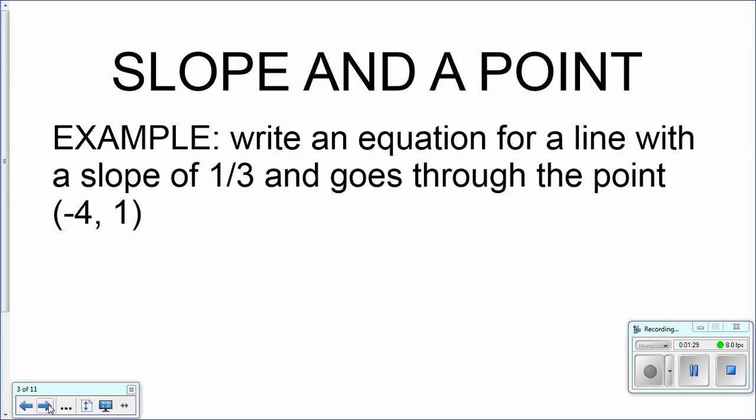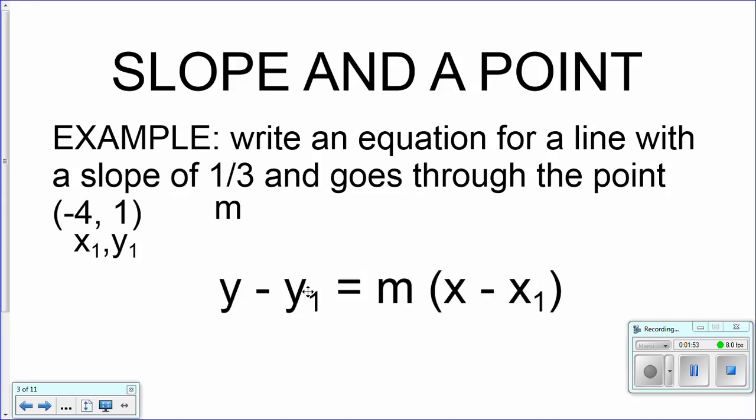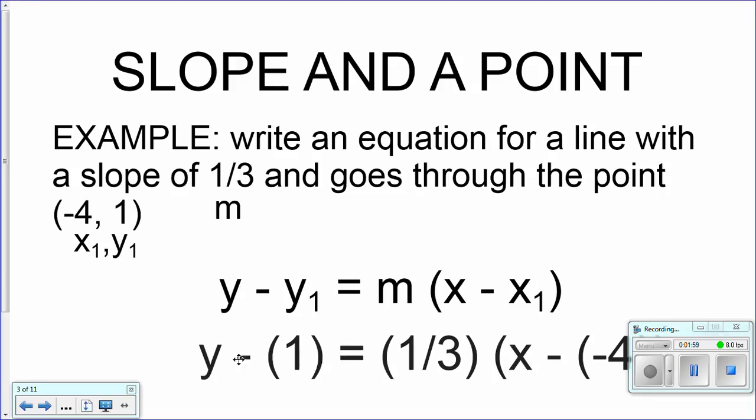Okay? So example 1, we have to write an equation for a line with a slope of 1/3 and it goes through the point -4, 1. This is probably the best thing you can have to write point-slope form in, because they gave you the slope, which is 1/3, and they gave you the point -4, 1, because that means we have x1 and y1. So now that we have that, we just go ahead and stick it into the form. So here's the general form. We're putting in y1, putting in x1, and we're putting in m. Okay, so we just plug that stuff in.